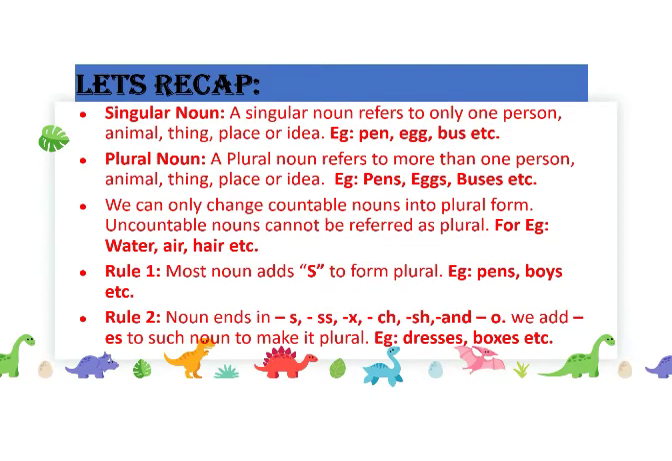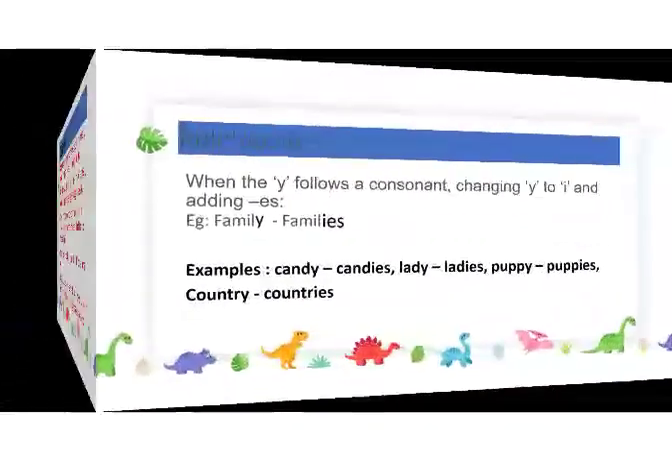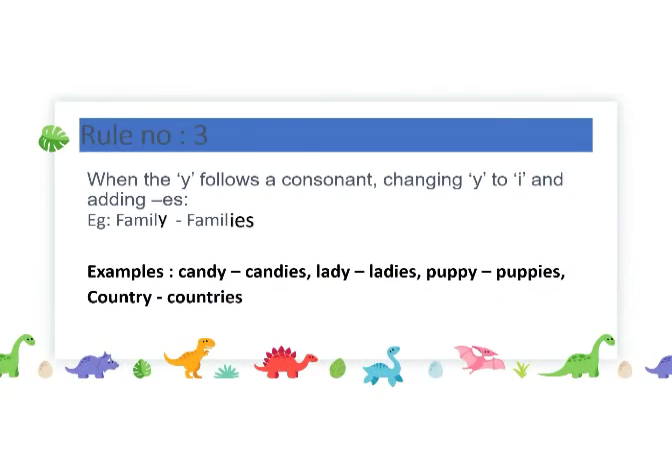Now in the next slide we will understand further rules, rule number 3, rule number 4 and rule number 5, which will be applicable while changing a particular word to plural form. So let's start. Rule number 3: when the Y follows a consonant.